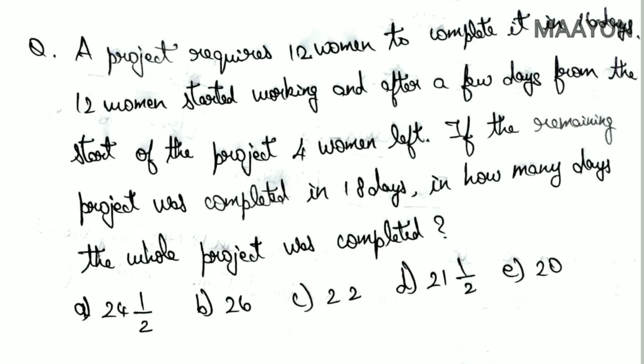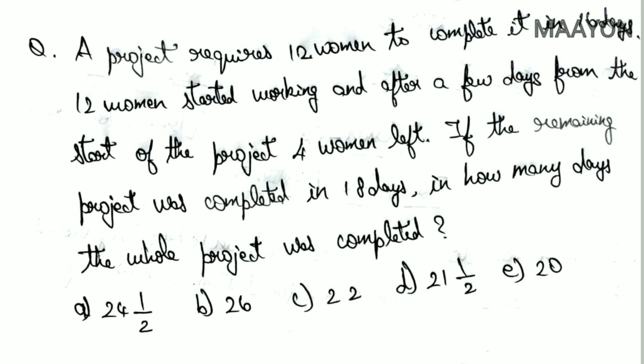Model 2. A project requires 12 women to complete it in 16 days. 12 women started working and after a few days from the start of the project, 4 women left. If the remaining project was completed in 18 days, in how many days the whole project was completed? Option A 24 1 by 2, B 26, C 22, D 21 1 by 2, E 20.